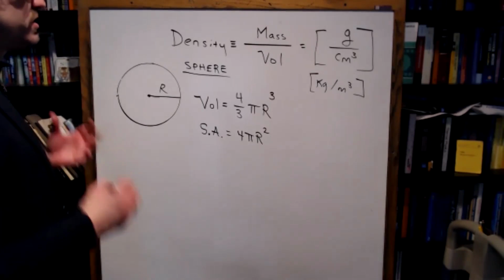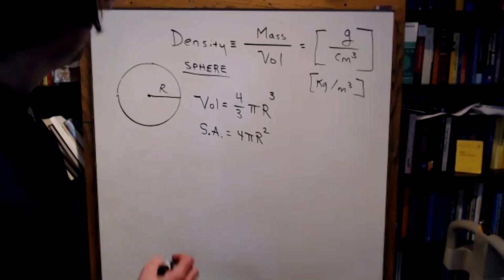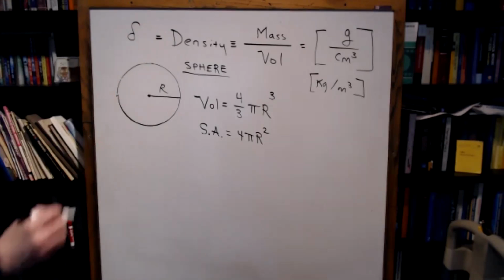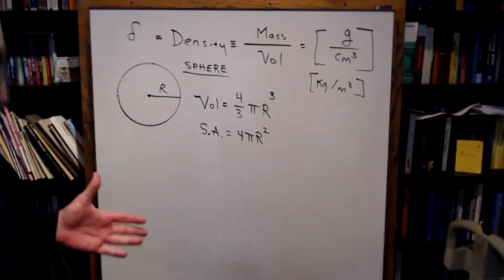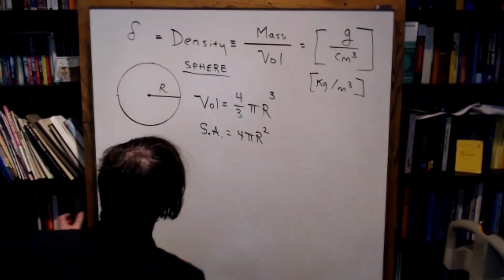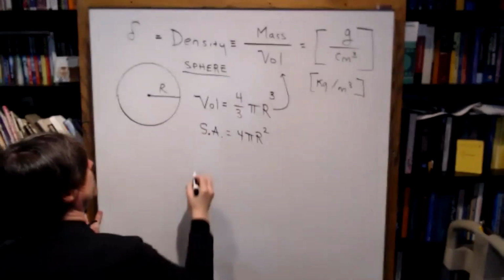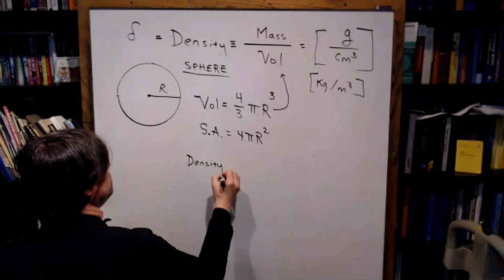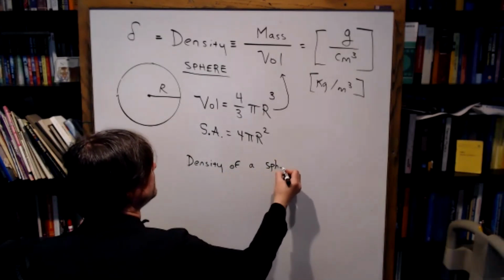Let's arrange this formula in a way where we compute a symbol for the density of a planet. Now, I tend to like to use the symbol delta for density. I don't know why, just because. We use D for distance a lot, so it's helpful to use some other symbol for density. And I can plug this formula into there to come up with an equation for the density of a sphere, or the density of a planet.